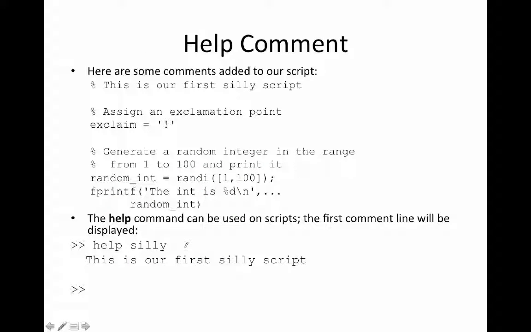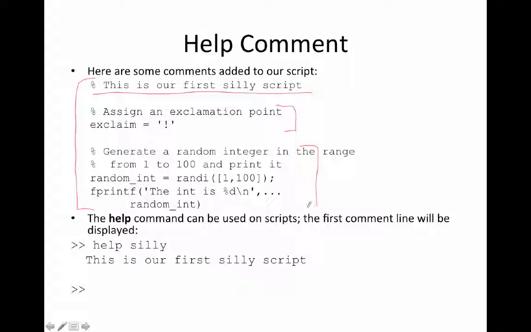So let's go back and take a look at our silly script and add some comments to it. So in the code file that would be contained here, we put in some comments. First of all, a block comment that says, this is our first silly script. And then we have a comment before the first assignment statement that says assign an exclamation point, and then we assign that to a character variable.